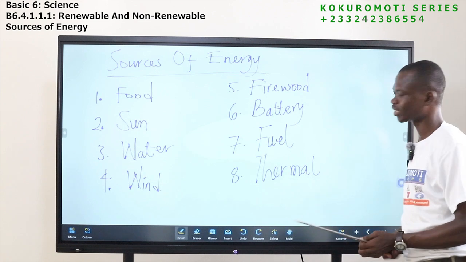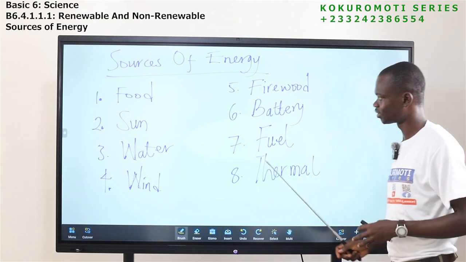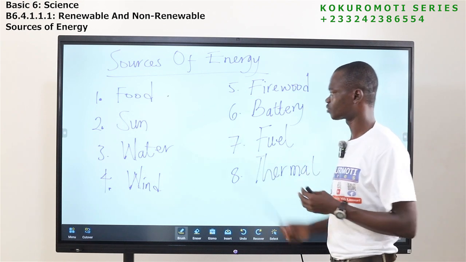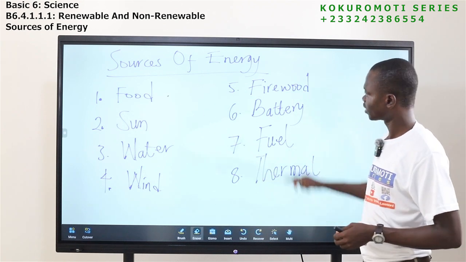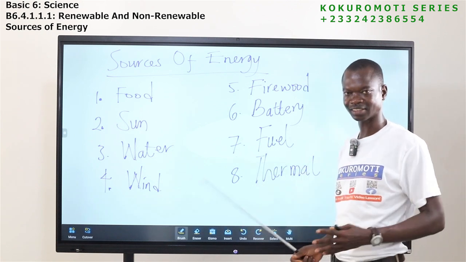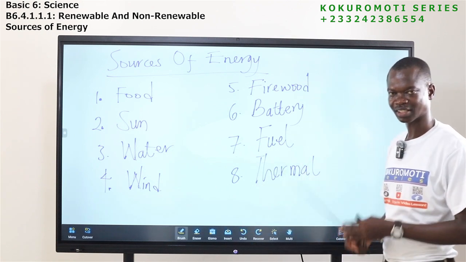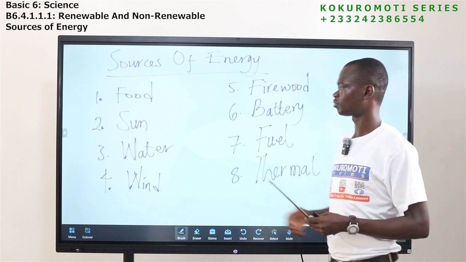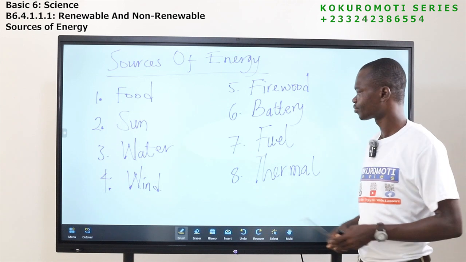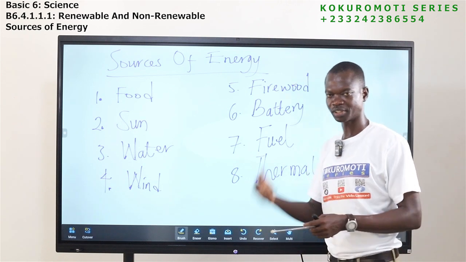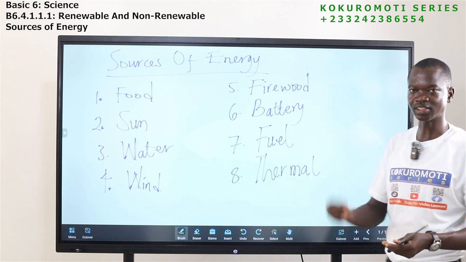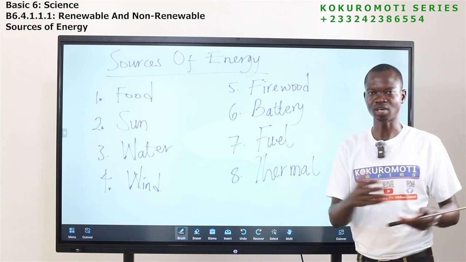So these are the sources of energy that we have learned. Human beings, we get energy from food. The next one is the sun. Plants get energy from the sun. Solar panels get energy from the sun. Water. So we use water to generate electricity. Wind. Wind too is used to generate electricity. We have firewood. Firewood is able to produce heat. The heat is used to cook food, to do other work.